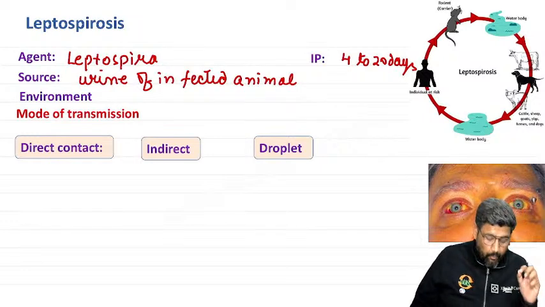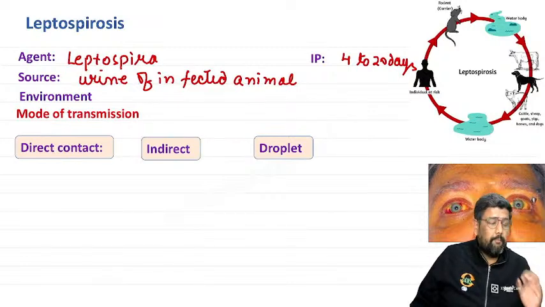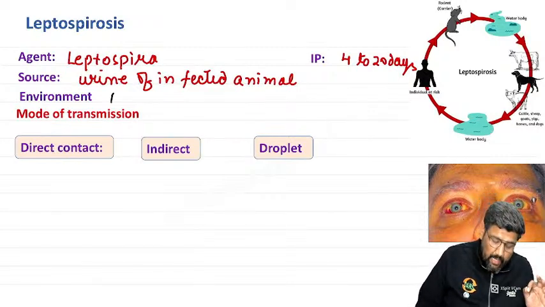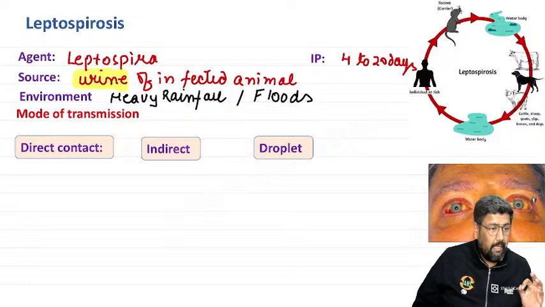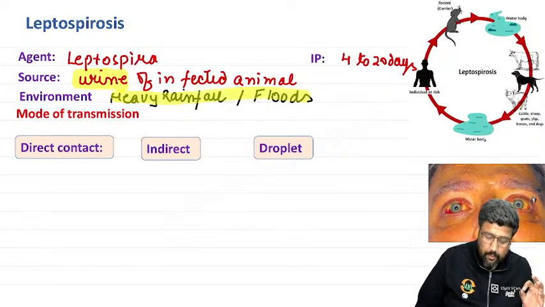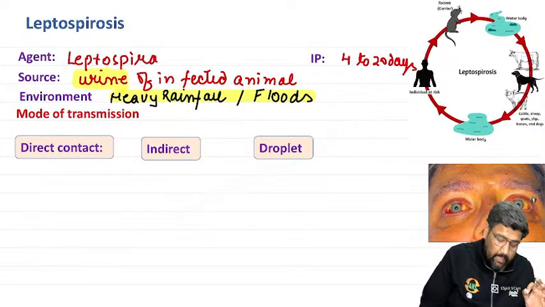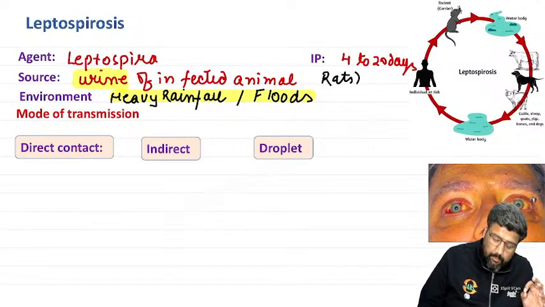Now, the important point here is that the spread, the outbreak of leptospirosis needs heavy rainfall or floods. So keywords for leptospira are urine of animal, heavy rainfall, flood, and rats, right? So mainly rats.